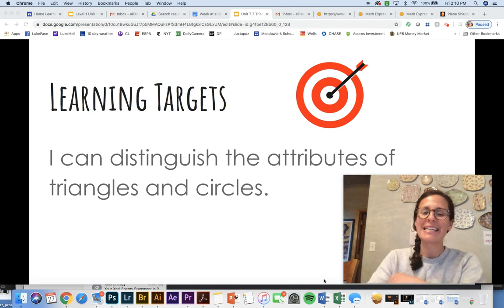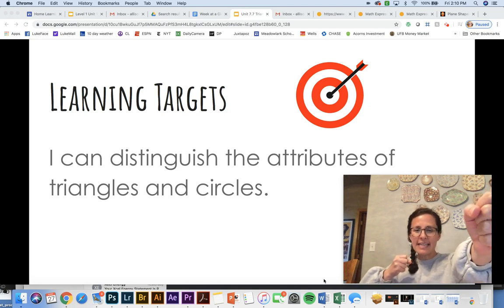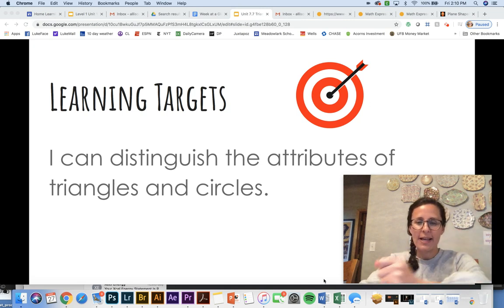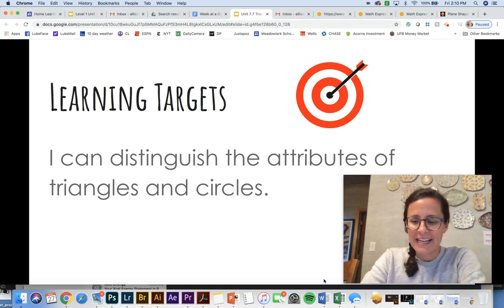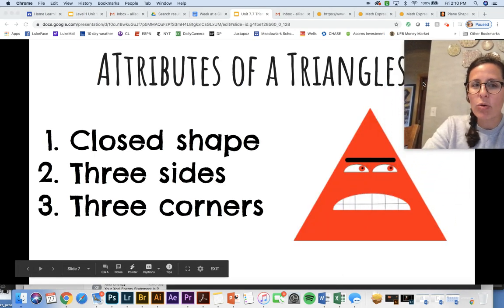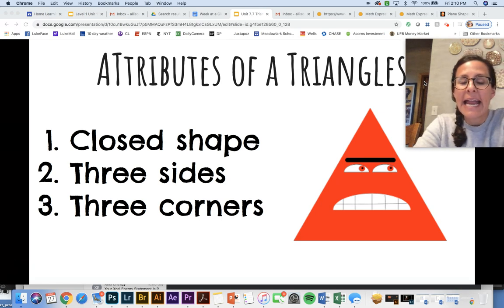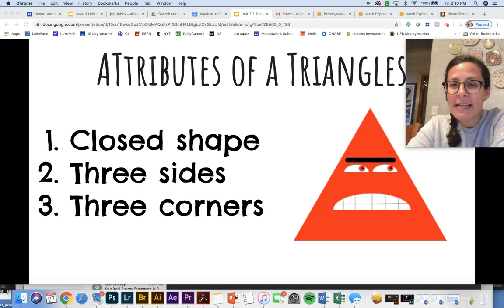Okay, friends, go ahead and get out your bow and arrow to hit our learning target. It says, I can distinguish the attributes of triangles and circles. Pew! Excellent. All right, so we're going to start off today just talking about what are the attributes of a triangle. And the word attributes just means what are the characteristics? How would you describe a triangle to somebody?